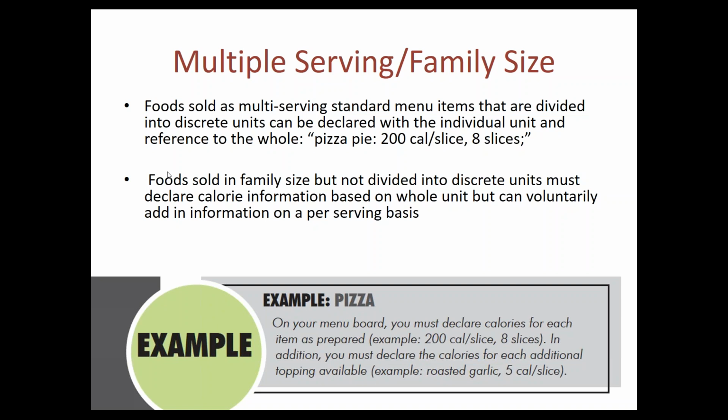Because those are not put into discrete units, you would need to declare the entire unit calorie information based on the whole. For items like a pizza, where you are cutting it into discrete units, you have the option of declaring either per slice and then referencing the number of slices in a pizza. So this gives the consumer the information that's in one slice, and they can do the math to figure out what's in the entire pizza. They can also declare that pizza based on the entire pizza itself. So you could say 1,600 calories per pizza, and you would need to reference how many slices you had on that pizza.